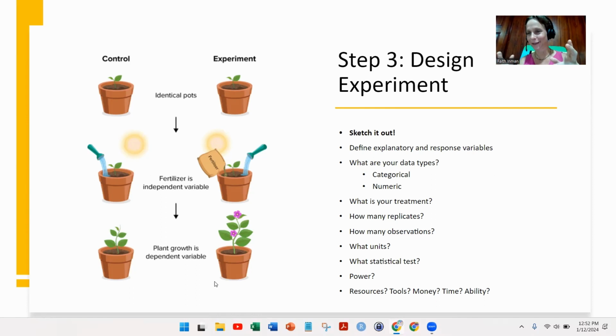And I'm sure one of you guys are going to choose this as a group project. It's a no-brainer. It's so easy. I think I've got a bunch of pots and soil. You just get some seeds.